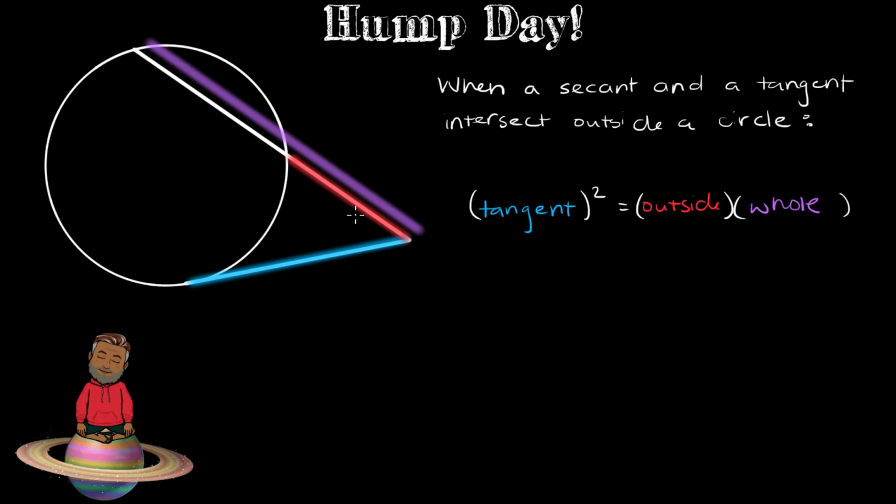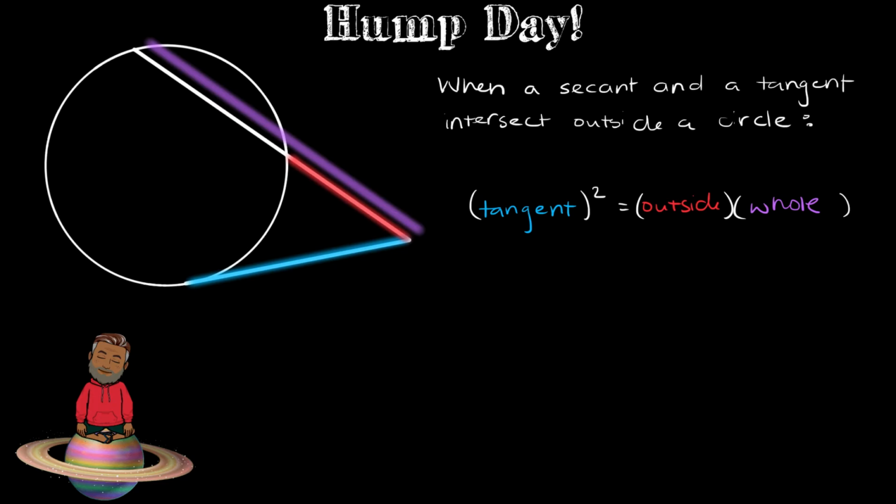So you'll notice that the secant still follows the same exact rule that it had in the last two problems. It's the outside portion times the whole thing. The only problem is that there is not an outside and a whole thing for the tangent. So we're just going to say the tangent is going to get multiplied by itself. So we're going to multiply the red and the purple, the outside and the whole thing, and then we're going to multiply the blue by the blue. So everything's going to get multiplied by something, it's just by what? The tangent gets multiplied by itself, and the outside of the secant gets multiplied by the entire secant.